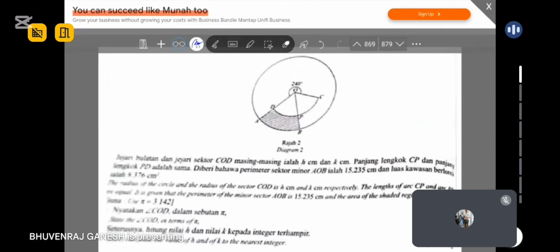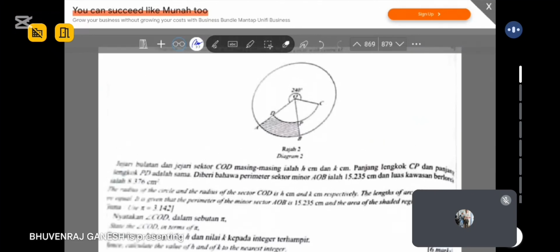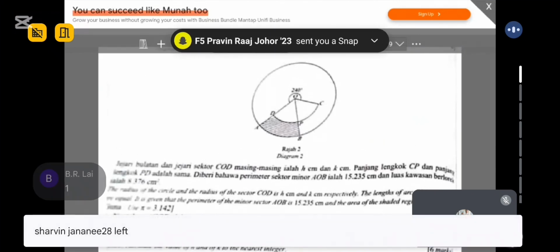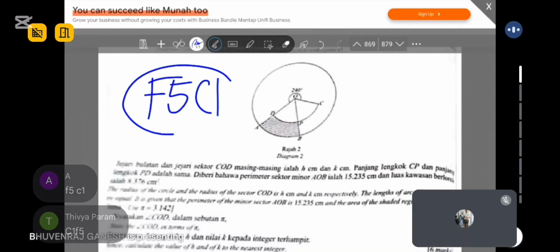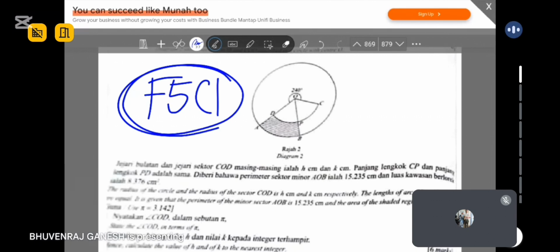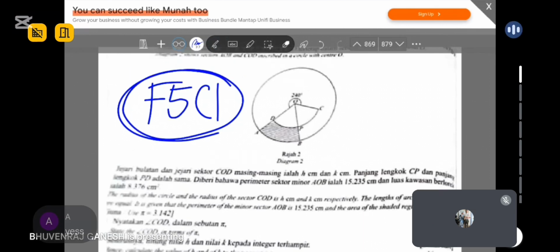Okay guys, what chapter is this one? May I know, which chapter and which form is this? Yes. You all love this chapter a lot, right? Circular measure. Form 5 chapter 1. If you love circles, it means you love this chapter 1.